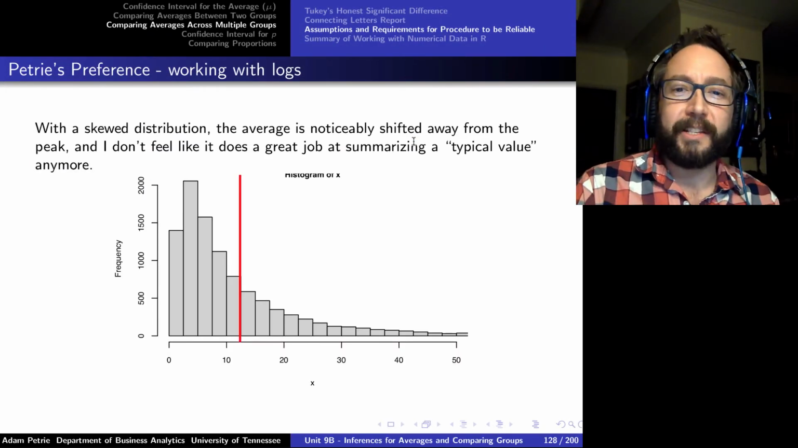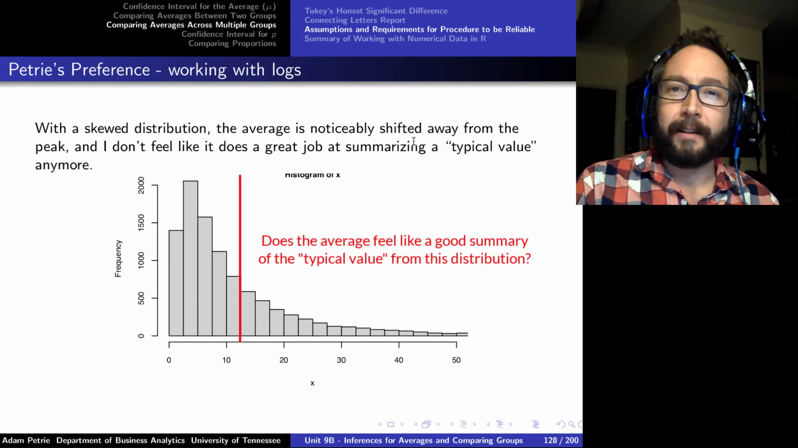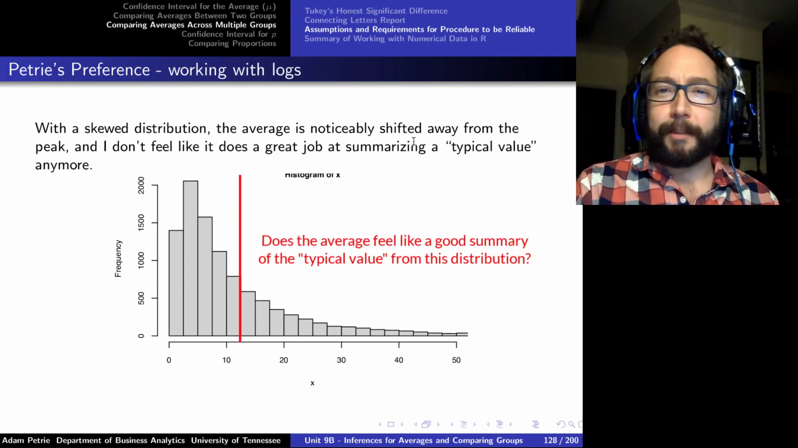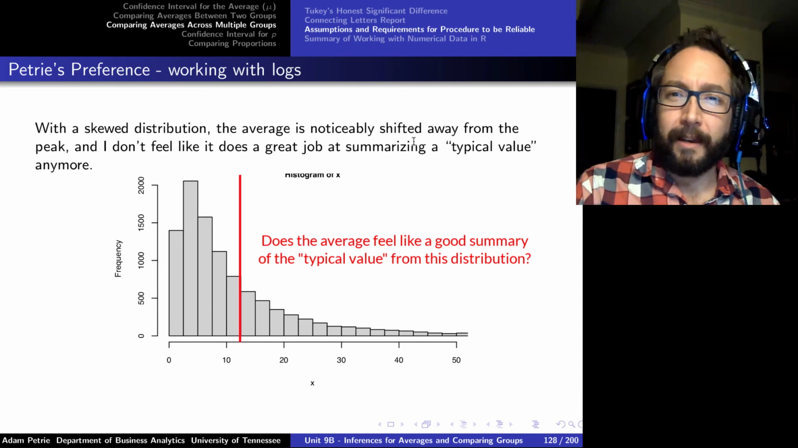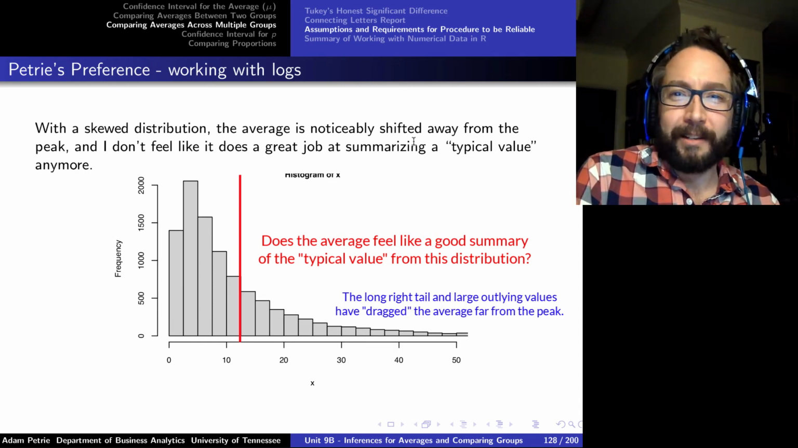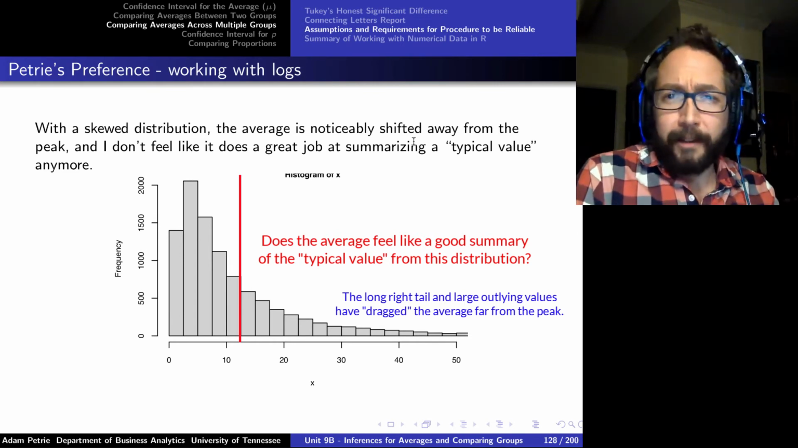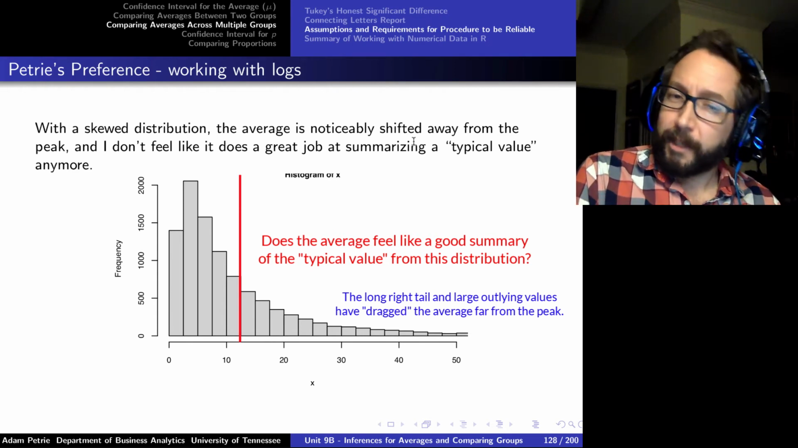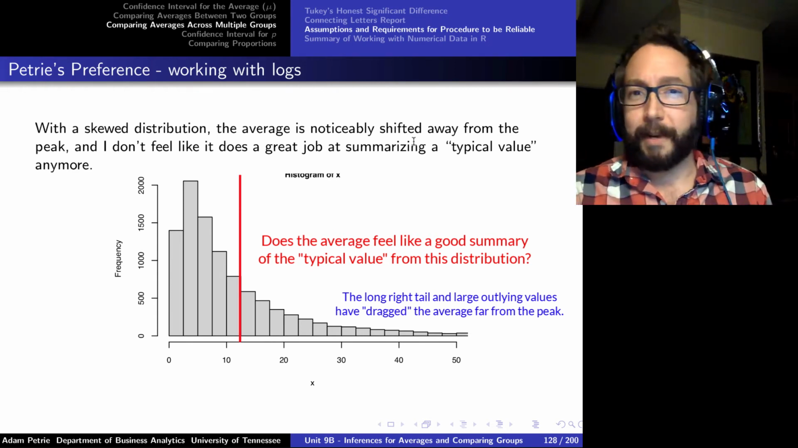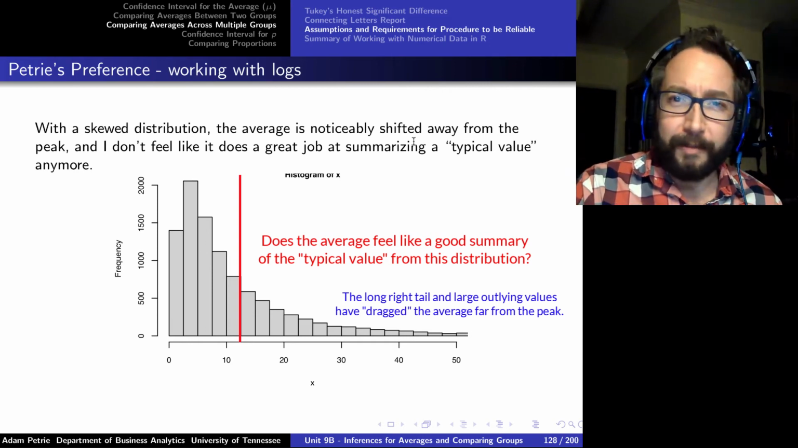So, for example, with this histogram, I've drawn a red line at where the average value is in this data, but that average value is noticeably shifted away from the peak. And so we have to ask ourselves, is that really doing justice to summarizing the distribution? Does that average really serve as a typical value we might see from this distribution? You might think it's totally fine. Other people might disagree. So what if we don't like this as a measure of a typical value?